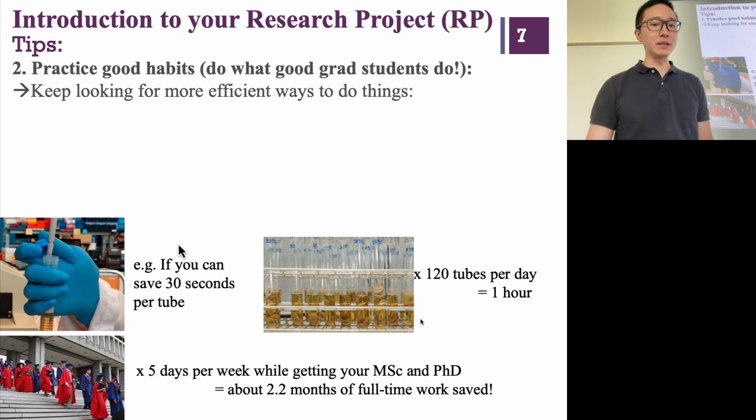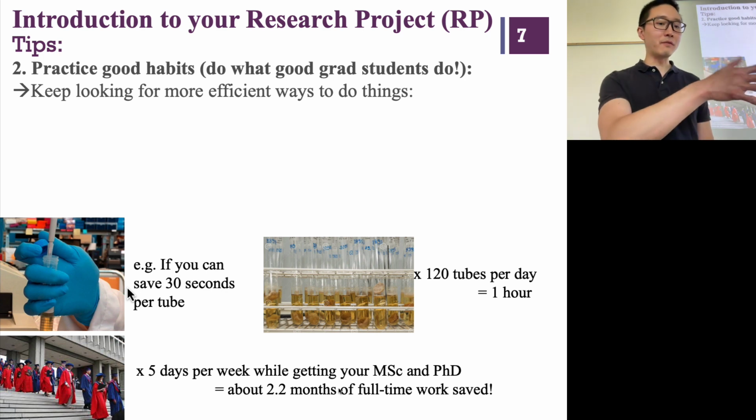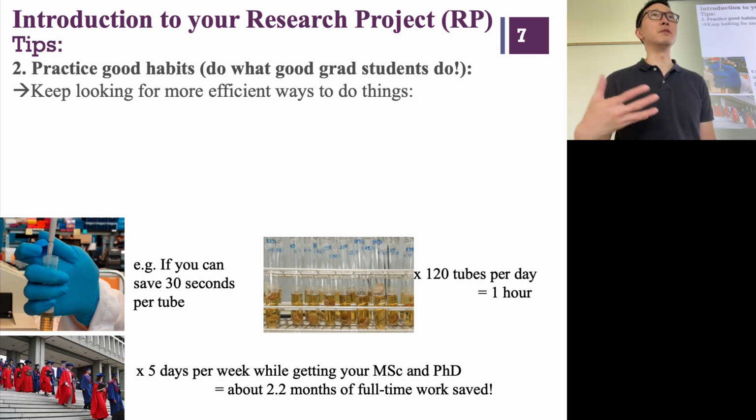And if you're saving an hour a day for your whole graduate school career, that's like 2.5 months of saved time just from that 30-second savings, right? So if you can just find 4 or 5 ways to save 30 seconds at a time, you can cut like a whole year or 2 years off of your grad studies. All right, so look for ways to make things efficient.